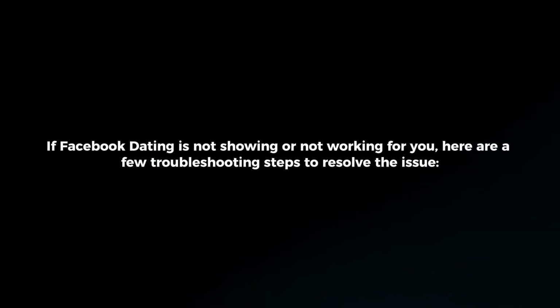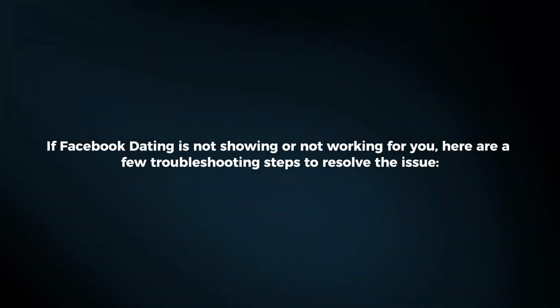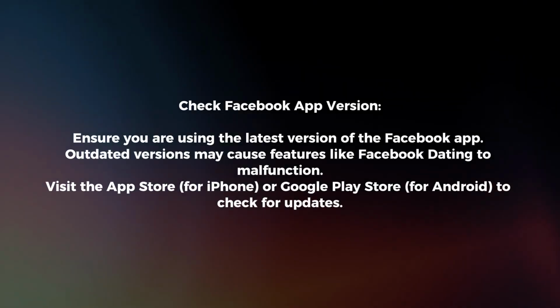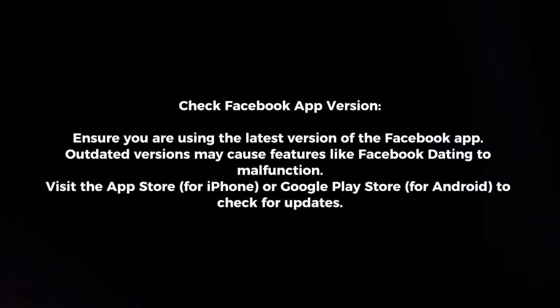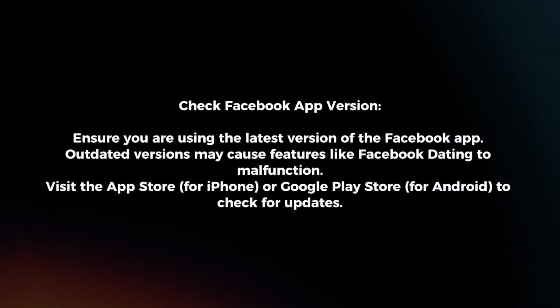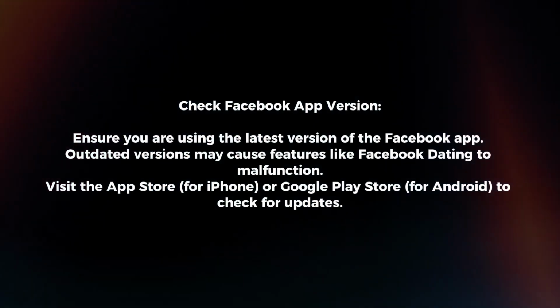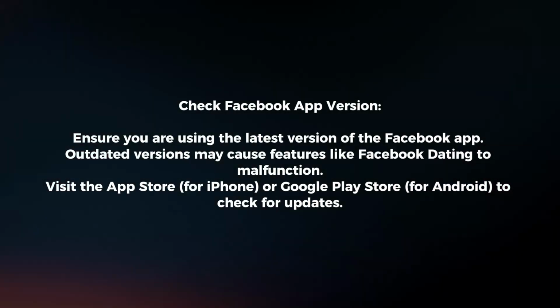If Facebook Dating is not showing or not working for you, here are a few troubleshooting steps to resolve the issue. Check the Facebook app version. Ensure you're using the latest version of the Facebook app. Outdated versions may cause features like Facebook Dating to malfunction. Visit the App Store or Google Play Store to check for updates.